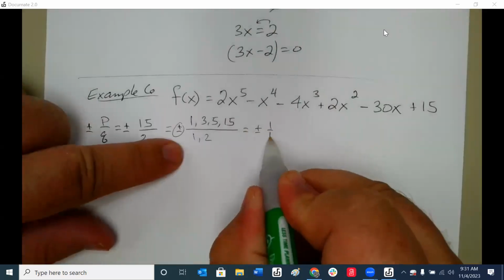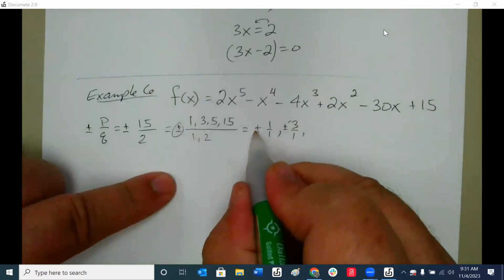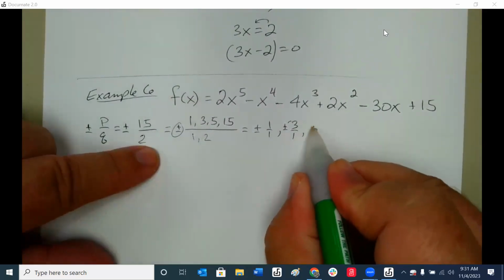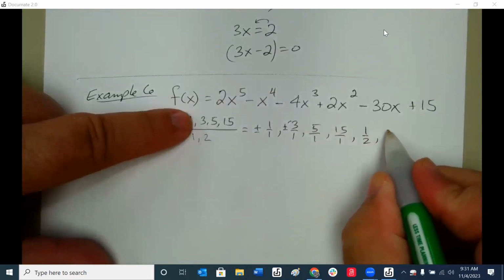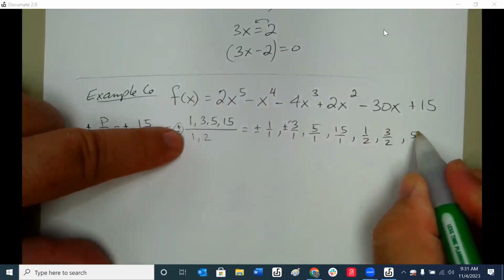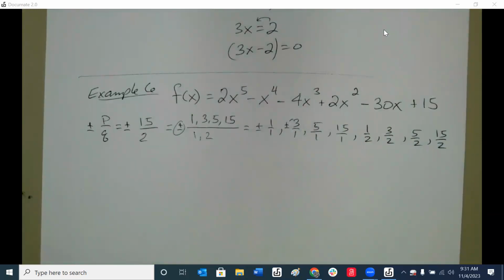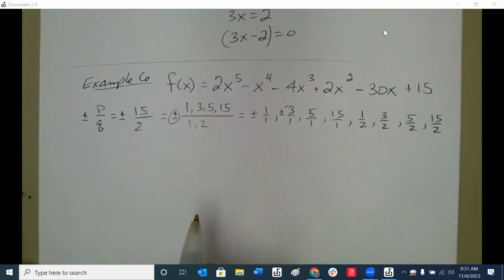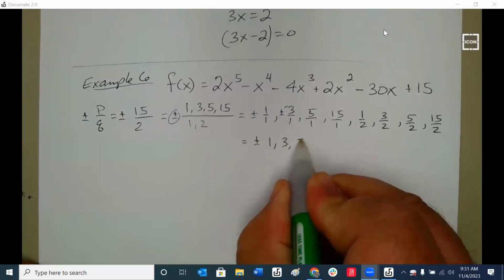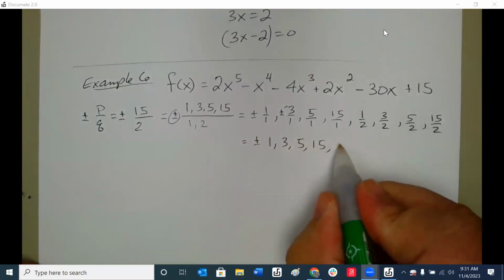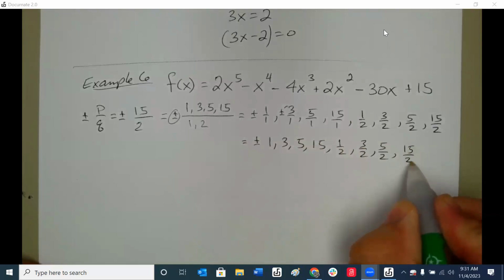So it's going to be 1 over 1, 3 over 1, 5 over 1, 15 over 1, 1 over 2, 3 over 2, 5 over 2, 15 over 2. I know all of these have to have a plus or minus, so I'm not going to put plus or minus in front of each one. And they're all plus or minuses. So we only have to check 1, 3, 5, 15, 1/2, 3/2, 5/2, and 15/2.